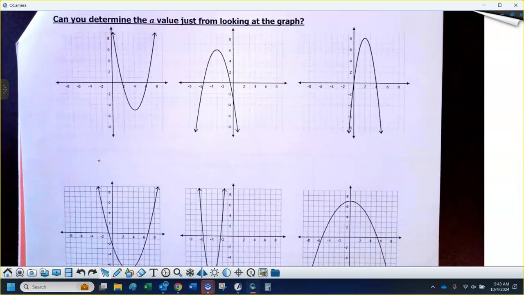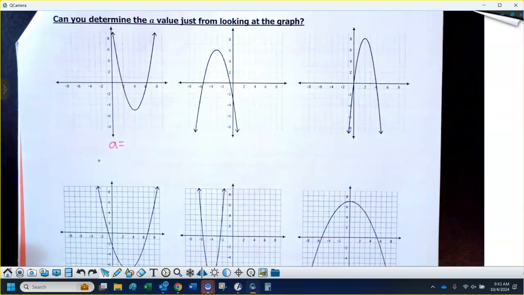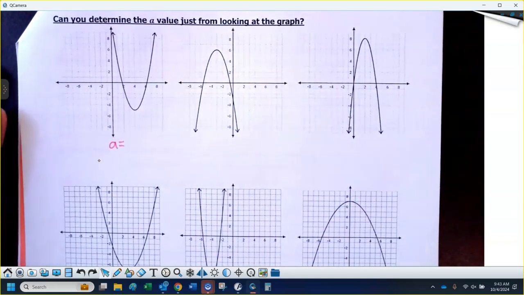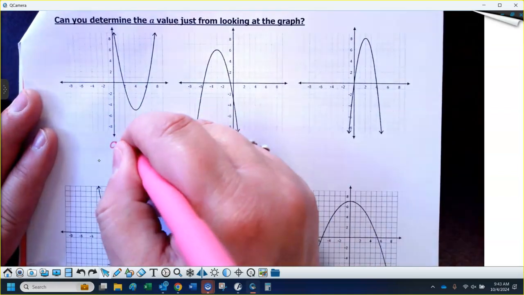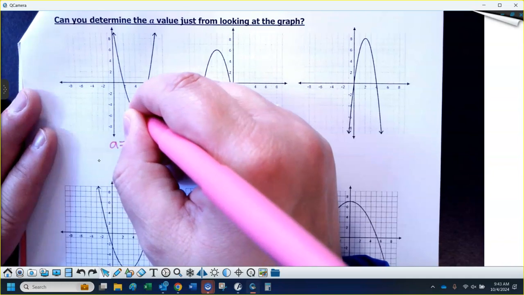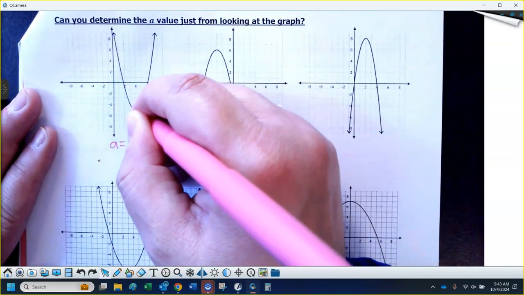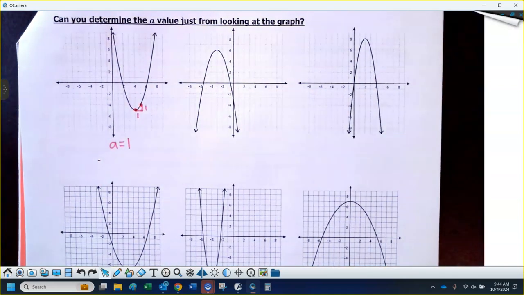So if I look at the first graph, can anybody tell just from looking at the graph what the a value should be? What do you think? You're close. It's not 2. What do you think it is? It's 1. It's so hard to see these, sorry, you guys. If this first point from the vertex goes through a nice point, this is over 1, up 1, then your a value is just 1. I need to redo these graphs.